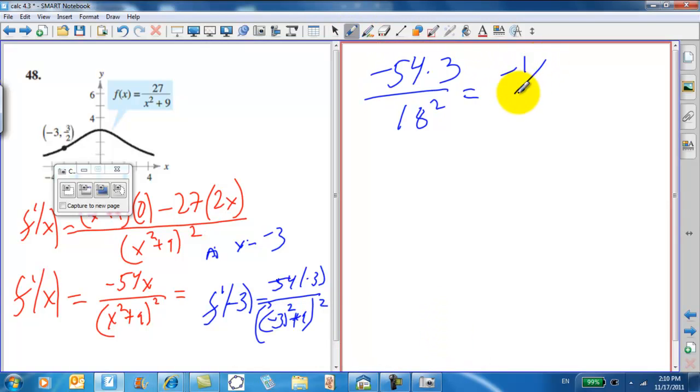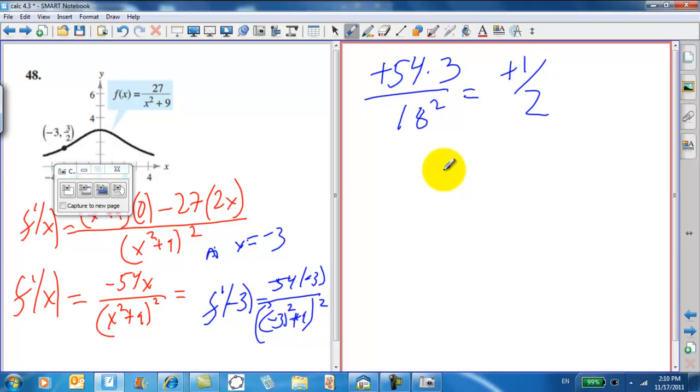And that doesn't seem to jibe with the picture. So let's go back and see where I made a mistake. x equals negative 3, maybe that's it. I put a negative 3 in here. Yeah, so negative times negative would make that positive. So yeah, we do get positive 1/2. So positive 1/2 looks pretty good for the slope there.